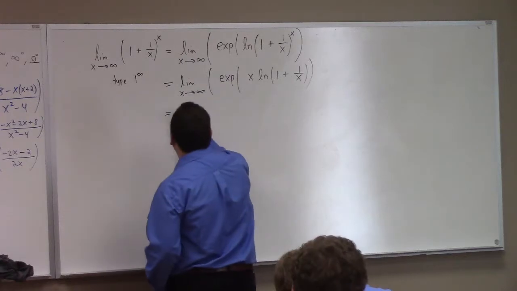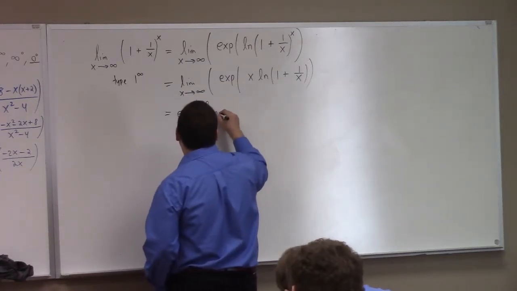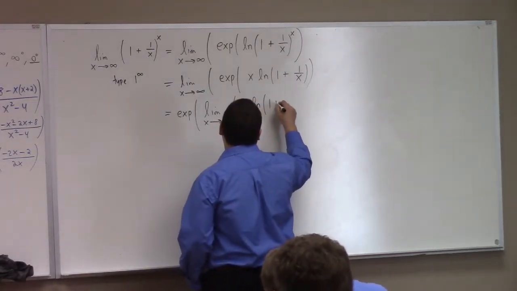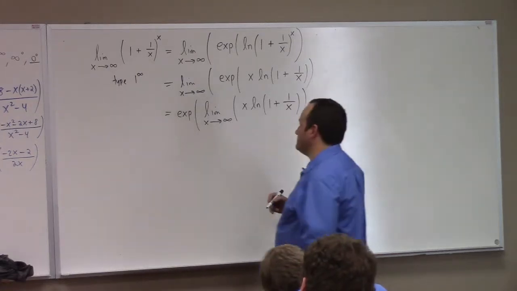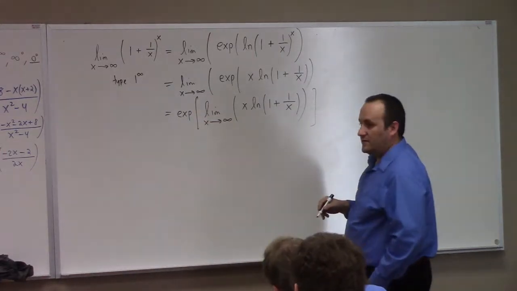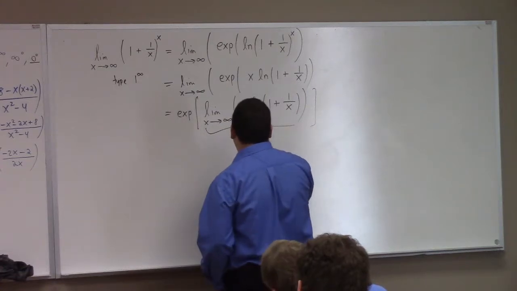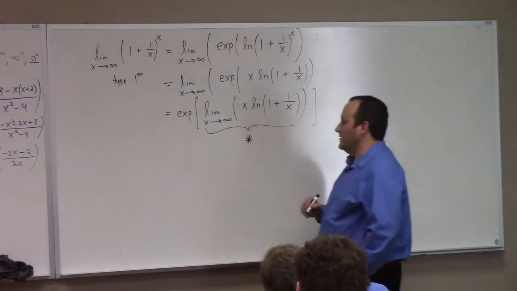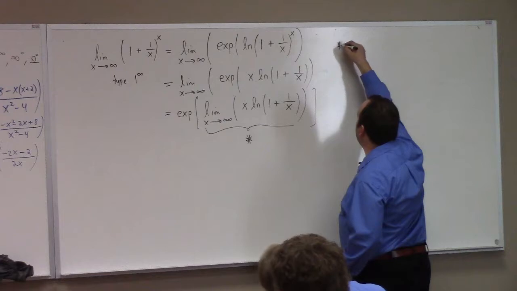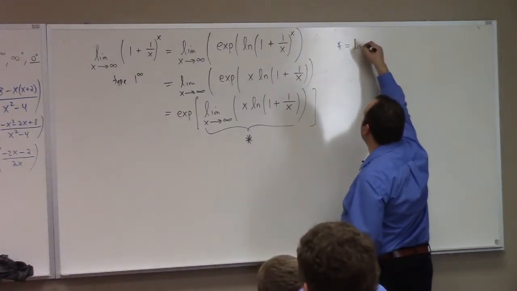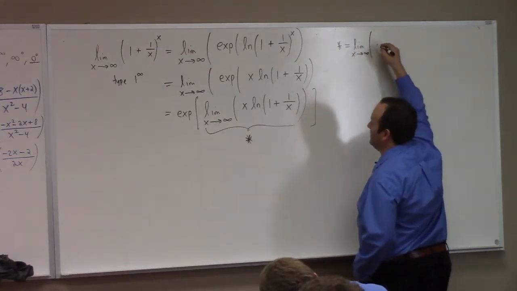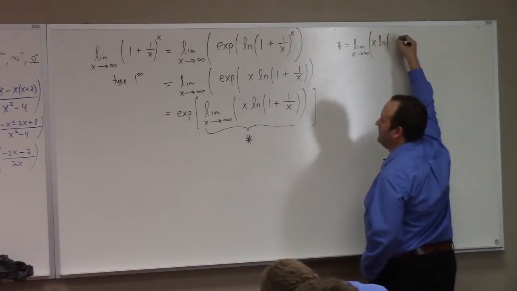So this is really the exponential of the limit as x goes to infinity of x times the log of 1 plus 1 over x. At this point, because I get sick of writing exponential, I give this thing a name. I make it famous. I call it star. And the question is, how do you calculate star? So I'll do that over here: the limit as x goes to infinity of x log of 1 plus 1 over x.